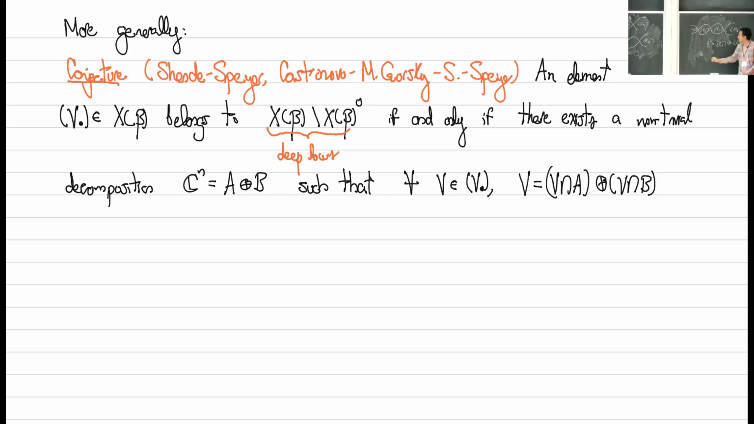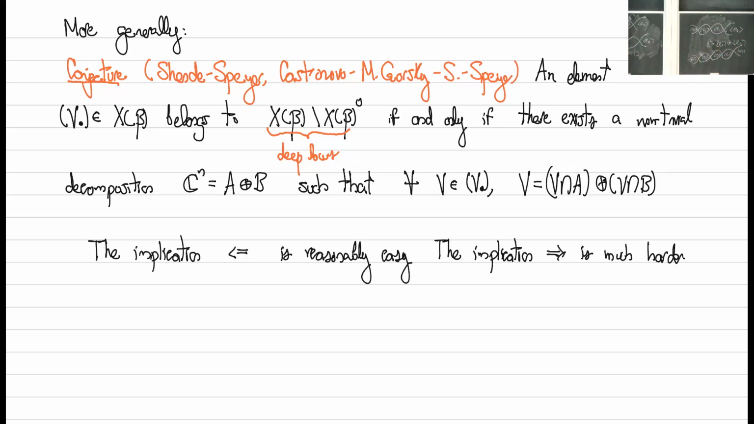Okay? If I have one more, 1, 3, 4, you can play the same game. Then here you have E2, E1, E2, and you find a contradiction, because these two are supposed to be different. This is telling me that in this case, the cluster variety is equal to the cluster manifold. Okay. So one of the implications is reasonably easy.